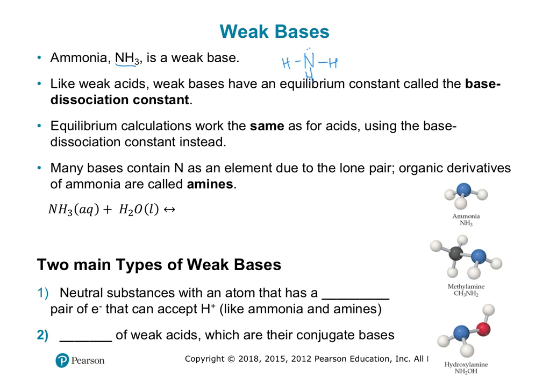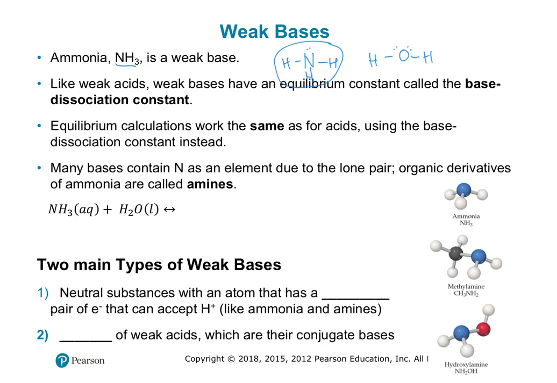Now oxygen also has electrons on it, but oxygen tends to be more electronegative, which means that it really likes to hog electrons. So it's not one for sharing or wanting to give its electrons up for another proton. So while it can accept a proton, it doesn't do so as well as a nitrogen would. So compounds with nitrogen tend to be better weak bases.